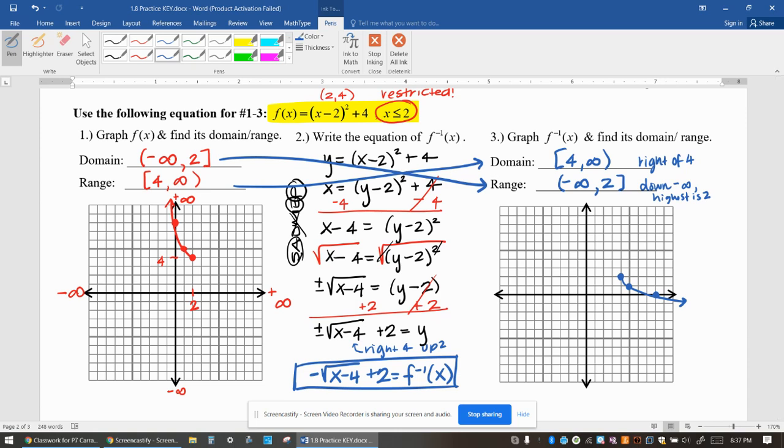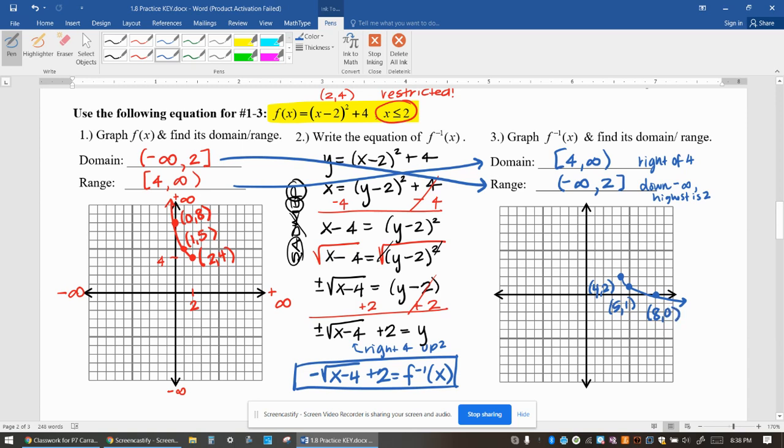Now, how do I know this is really the correct answer? Well, look at your original ordered pairs for your first half of the parabola. It was (2, 4), (1, 5), and (0, 8). According to the rule of inverses, I should have those same ordered pairs in the inverse, but in reverse order: (4, 2), (5, 1), and (8, 0).